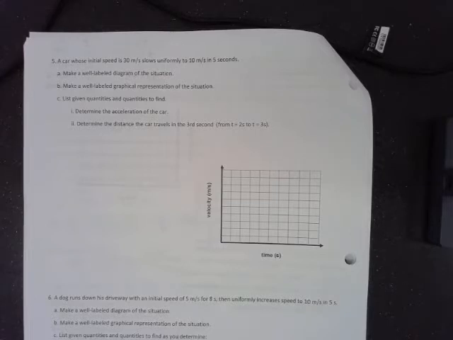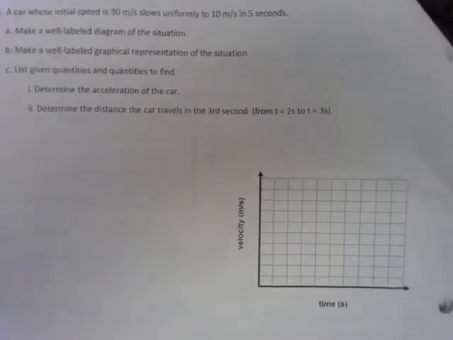All right, so our problem says that a car whose initial speed is 30 meters per second slows uniformly to 10 meters per second in 5 seconds.